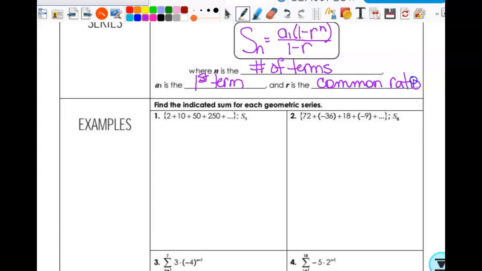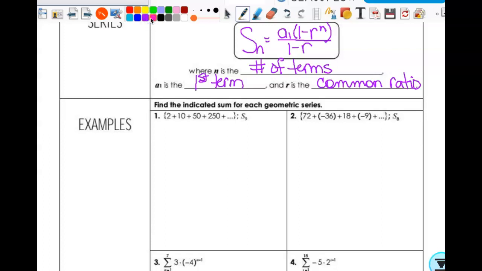So for an arithmetic series, we needed n, we needed a sub 1, and we needed a sub n. We needed the first term and the last term. For geometric series, we need n, the first term, but we don't care about the last term. We need the common ratio, where we didn't need the common difference for arithmetic, but we need the common ratio when we do geometric. So still three things, but it's not the exact same three things.